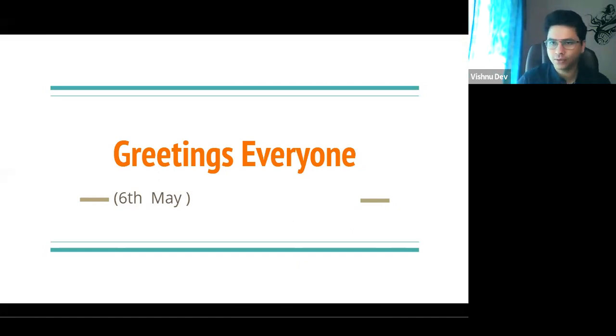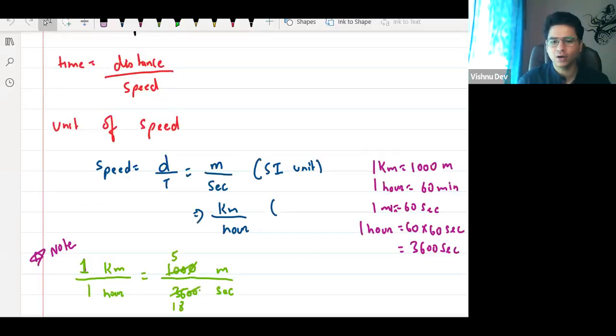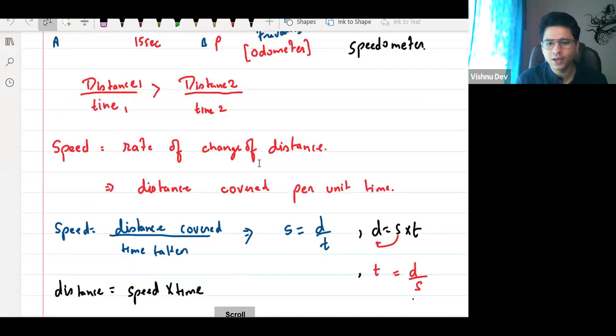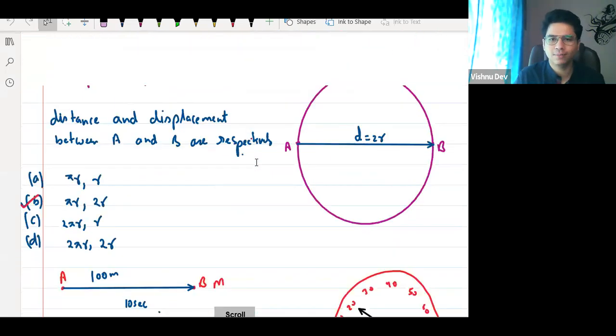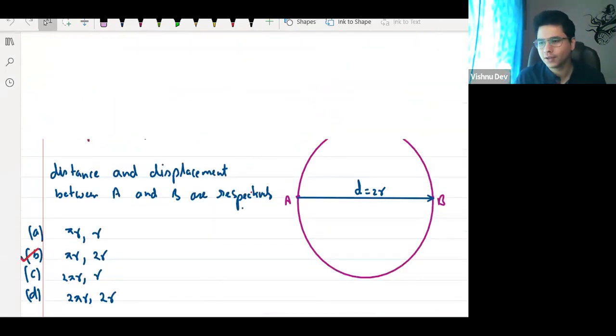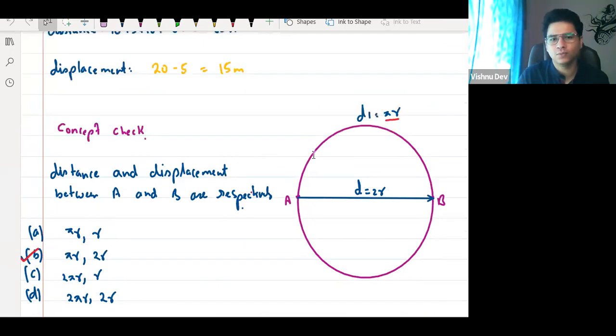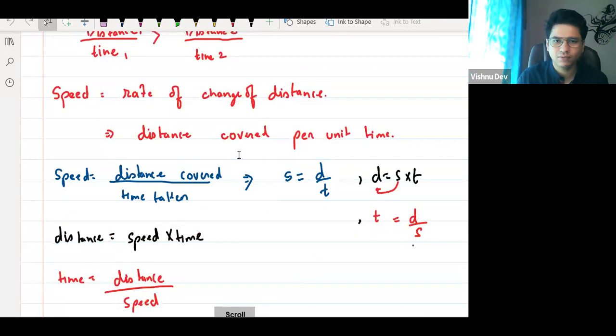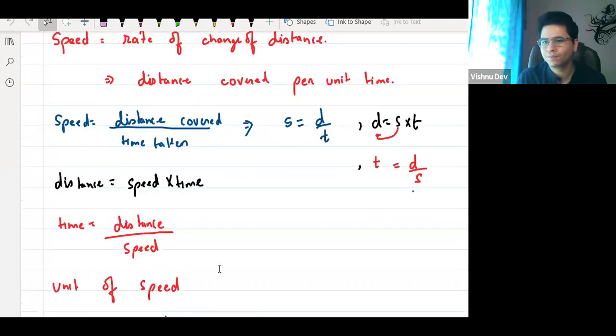Okay? So I guess all of you studied, all of you remembered that in last class we talked about speed, right? We talked about how it is fast, what is slow, when a body is fast, when a body is slow, what is distance, what is displacement, what is speed, and what is the formula of speed? So speed is basically rate of change of distance, or distance covered per unit time.